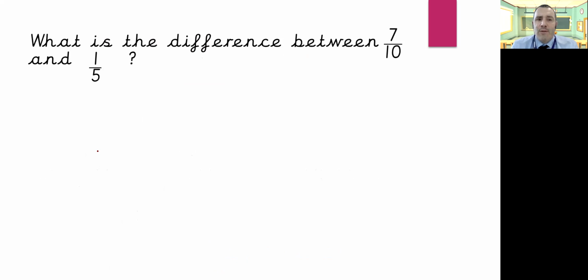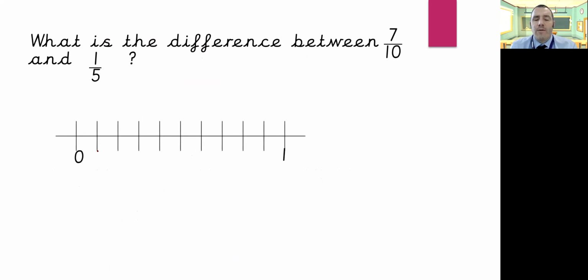Well, finding the difference is another way of finding it by using subtraction. So 7/10 is equivalent to, 1/5 is equivalent to 2/10. So I multiply 1/5 by 2 to give me my 2/10. Now I can plot them on my number line. So I've split my number line between 0 and 1 into 10 parts.